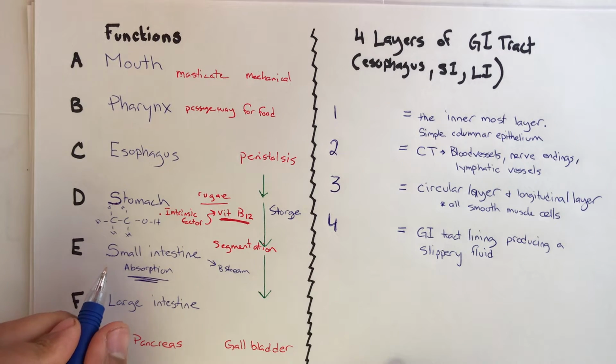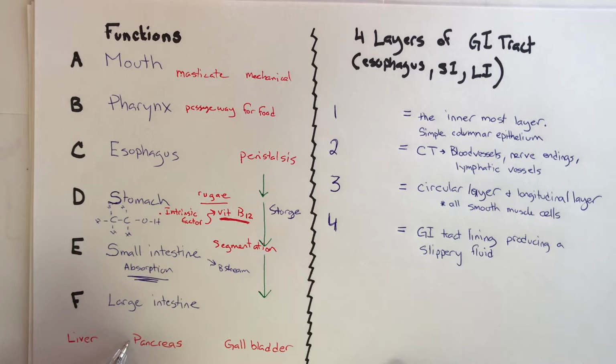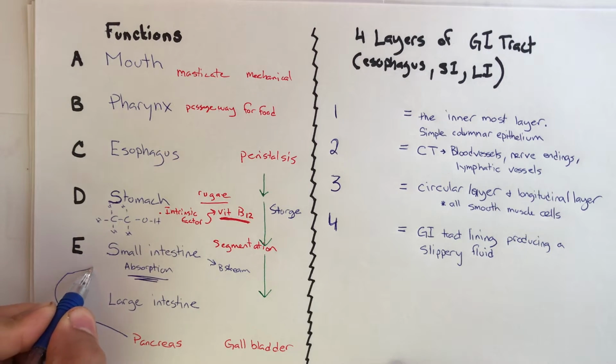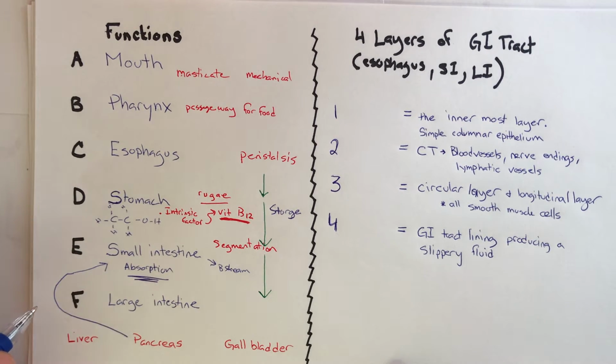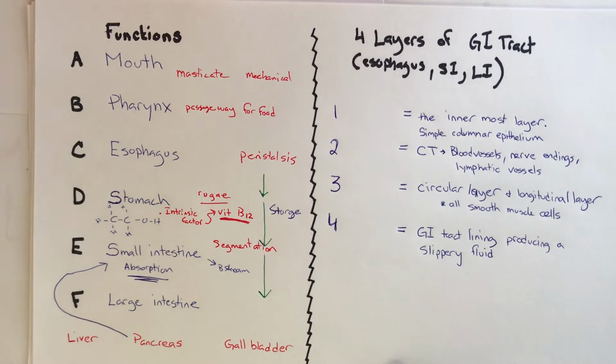That's the small intestine. Also, if you remember the 3 parts of the small intestine, the duodenum is where the pancreas sends pancreatic enzymes, digestive enzymes, into the duodenum. So we have even more enzymes that are being dumped into the duodenum for further chemical digestion.